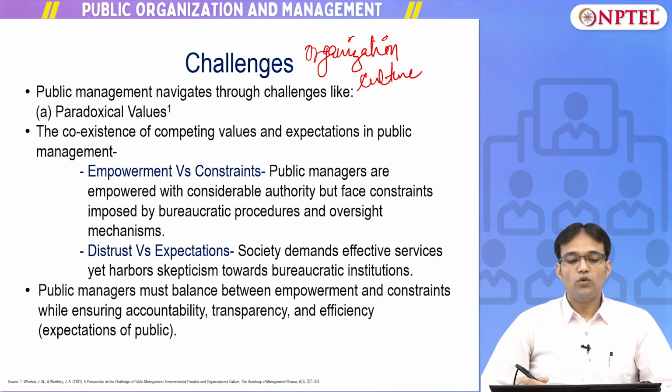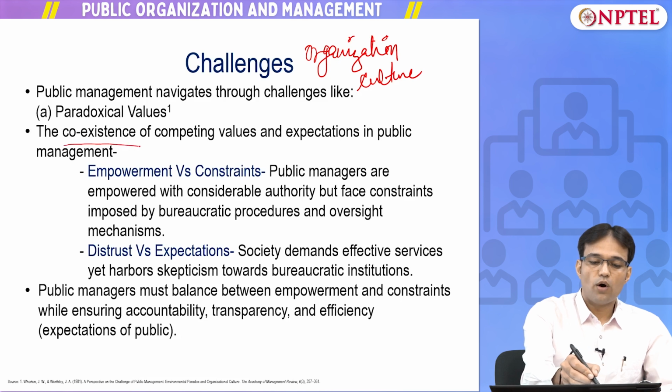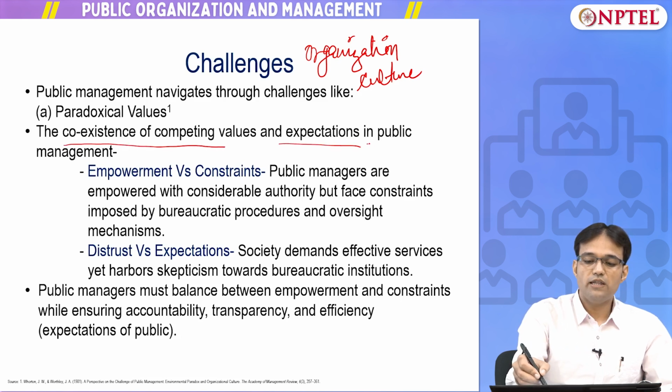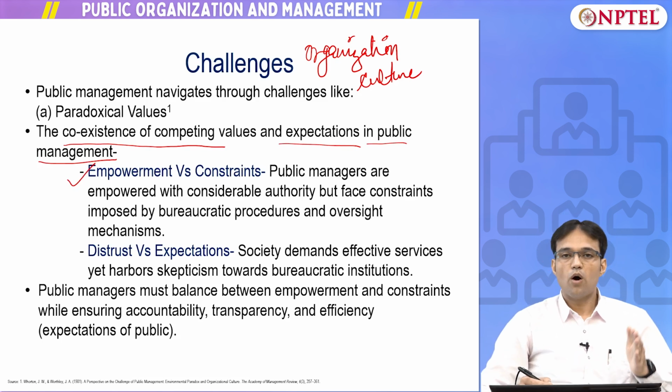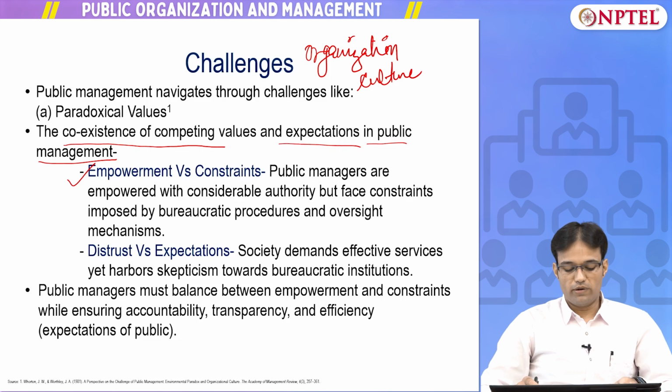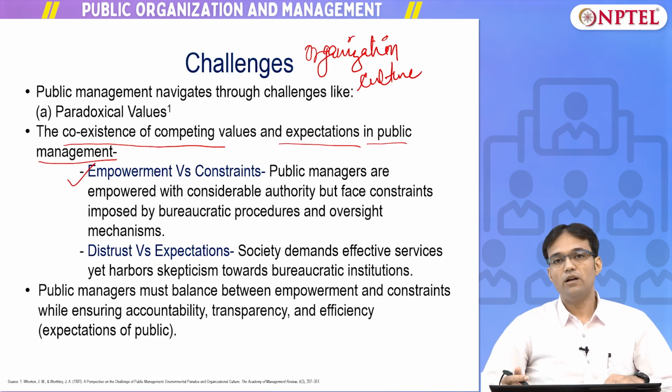Now let's look at the two important things here. The coexistence of competing values and expectations in public management. The first is about empowerment versus constraint. On one side, the public managers are empowered. Empowered how? They are empowered by giving them considerable resources and discretion to implement and administer policies and programs. At the same time, there are constraints being put on them in terms of laws, procedures and norms which are intended to control and direct their behavior. So, one side they are empowered and other side they are controlled.